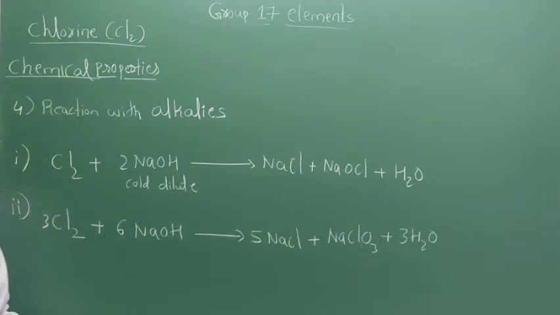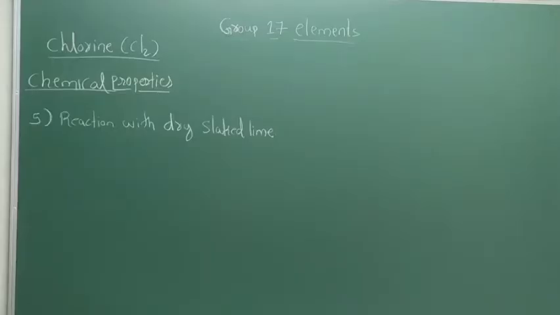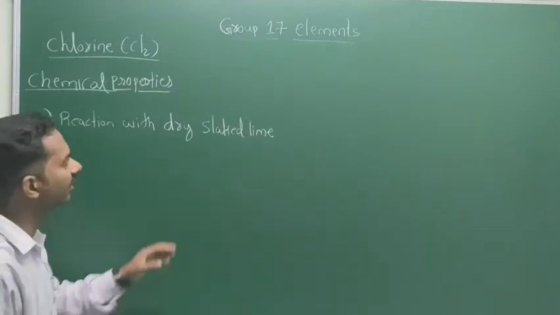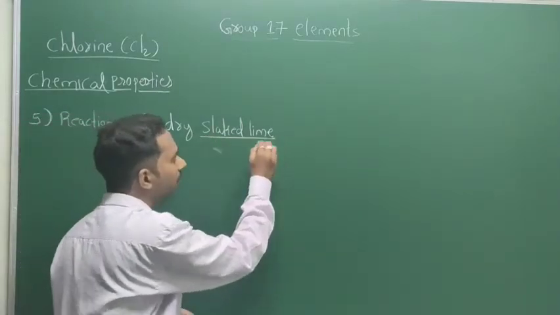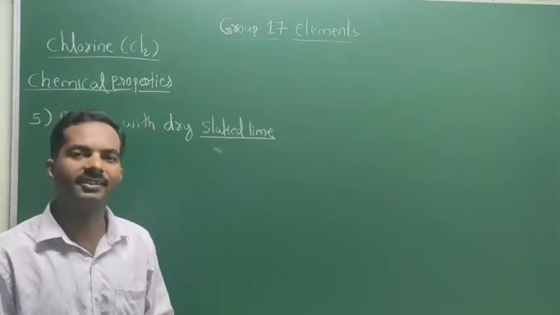So this is about the reaction with alkali. Next chemical property is reaction with dry slaked lime. So here slaked lime means nothing but calcium hydroxide.